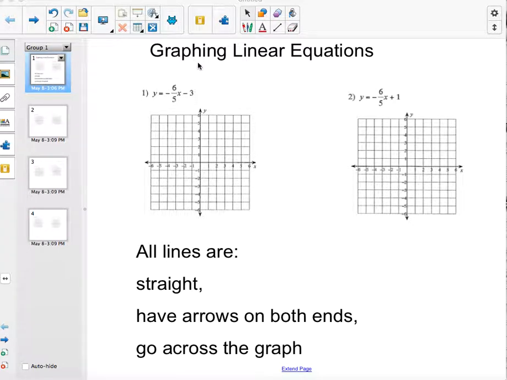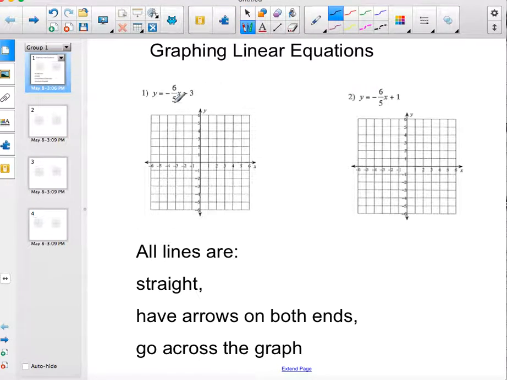Today we're going to talk about graphing linear equations. What does that mean? It means that we are going to make lines on the graph using the numbers in our equation. This number and this number. So the first number we look at is this right here, the number that's by itself, the one that's not touching the x. That number is called our y-intercept. In other words, where the line crosses the y-axis.